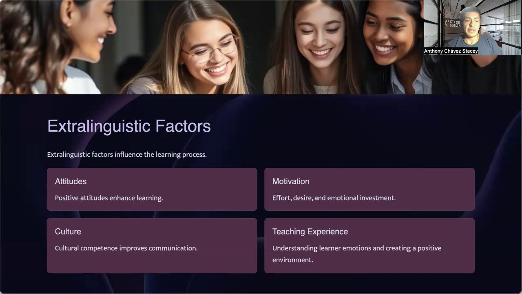the learning process. In this case, the attitudes: positive attitudes enhance learning. So the teacher needs to be super positive when he or she is teaching. The motivation, also the effort, desire, and emotional investment of the student and also the teacher will influence the class. The culture: cultural competence improves communication. If we are culturally savvy, we can overcome these barriers that can challenge our classes.